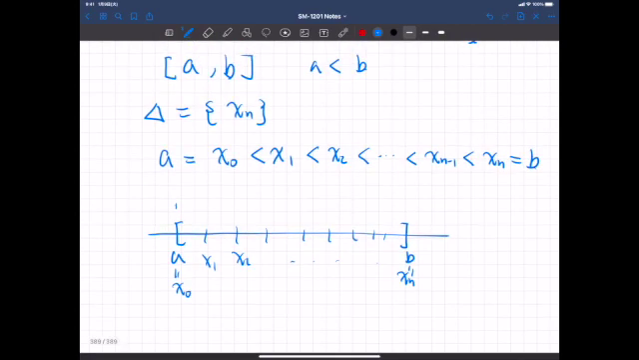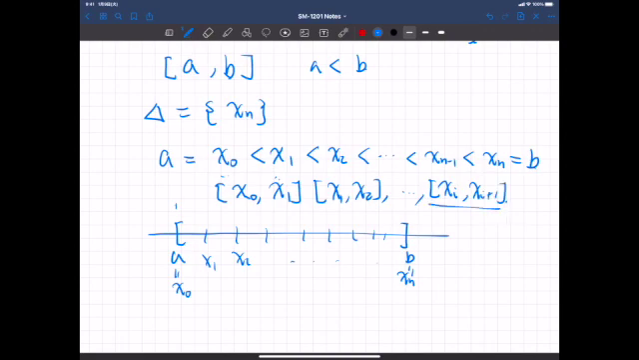Okay, and consecutive elements of this sequence can make a closed interval. Let's say x0 to x1 and x1 to x2 and so on. So in general, xi to xi plus 1. Each of these is called a subinterval.